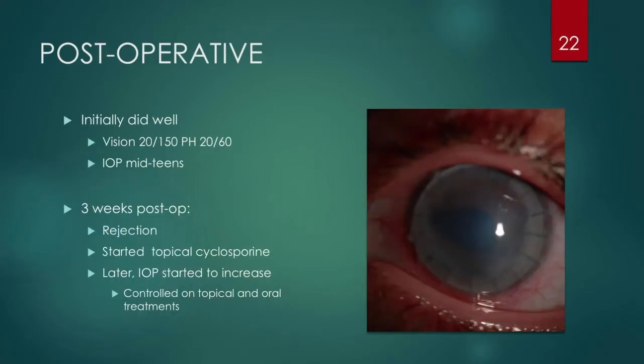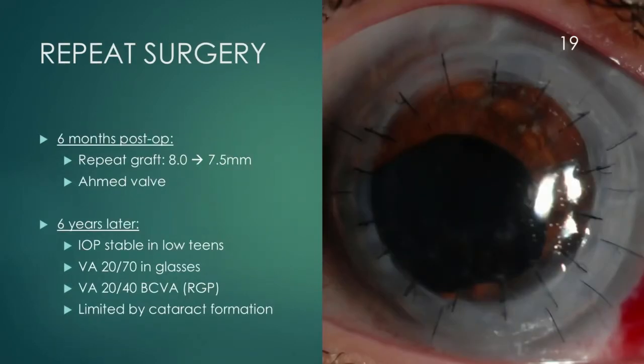So how'd she do? Pretty well initially, pinhole into 20/60, pressure was good, but then she started to reject and the pressure went up. We got glaucoma involved. She was able to be stabilized on topical and oral anti-glaucoma medications, and we also started topical cyclosporine. Eventually, we did an optical graft at 6 months, and we did a smaller graft within the bigger graft, as well as a glaucoma tube.